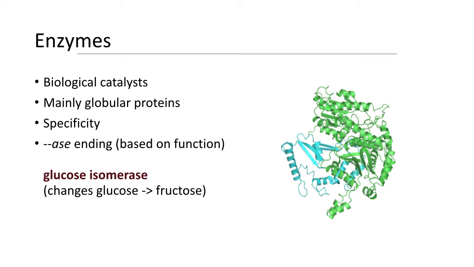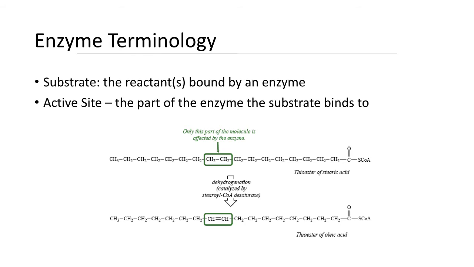Most enzymes have an -ase ending, which is based on their function. So for example, the particular enzyme that changes glucose into fructose is known as glucose isomerase. It's the enzyme that changes glucose to its isomer fructose.